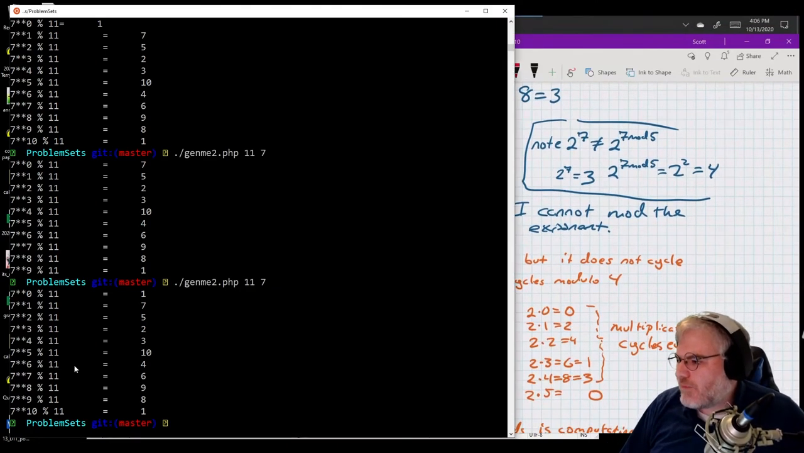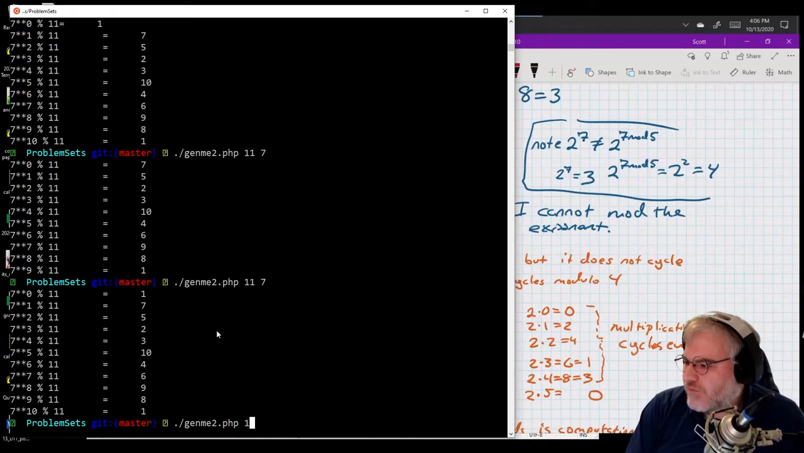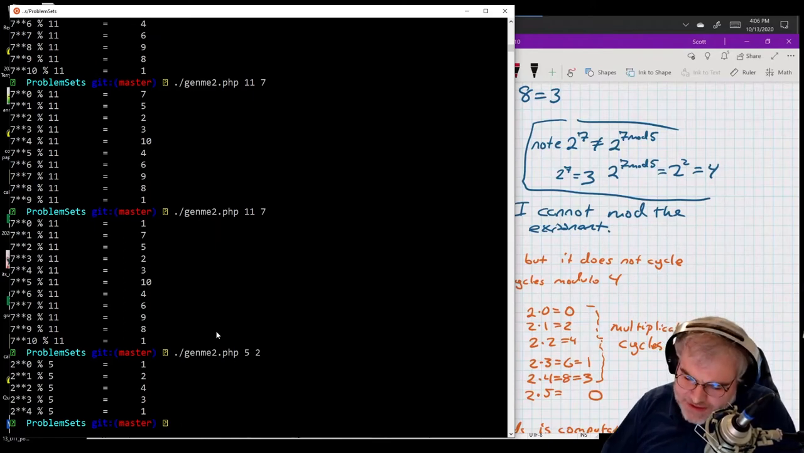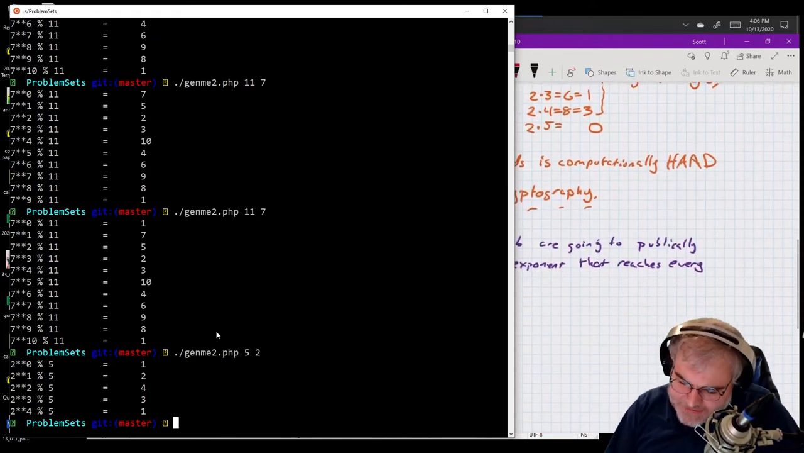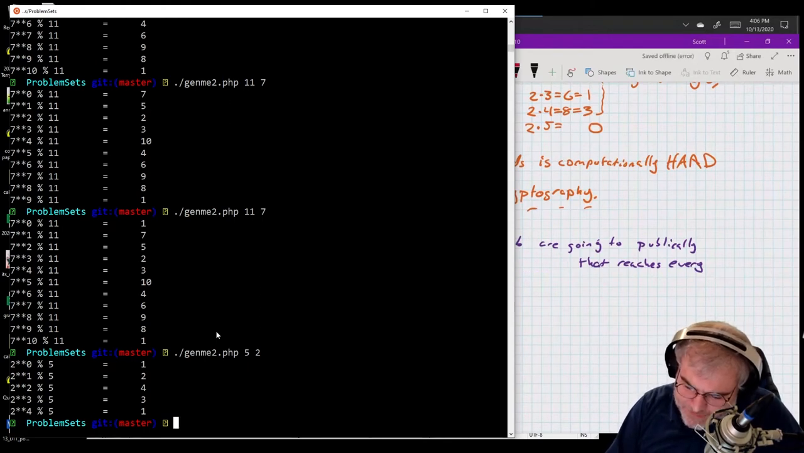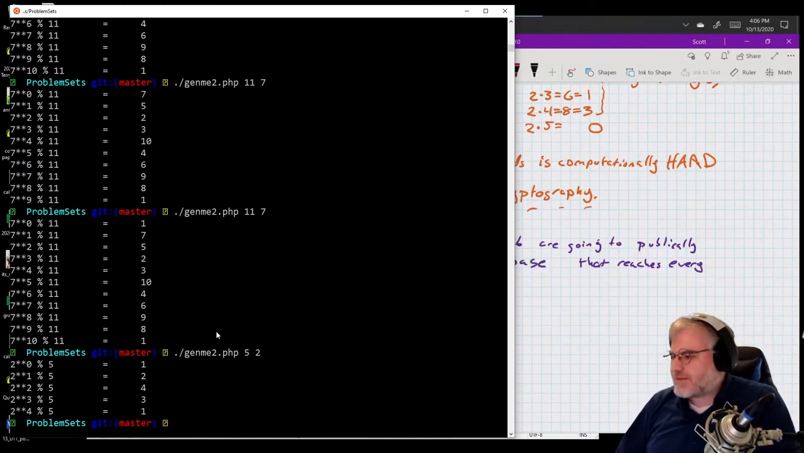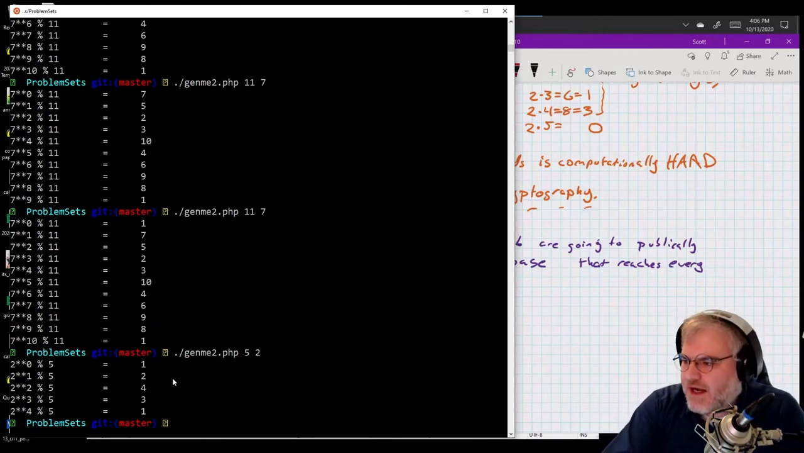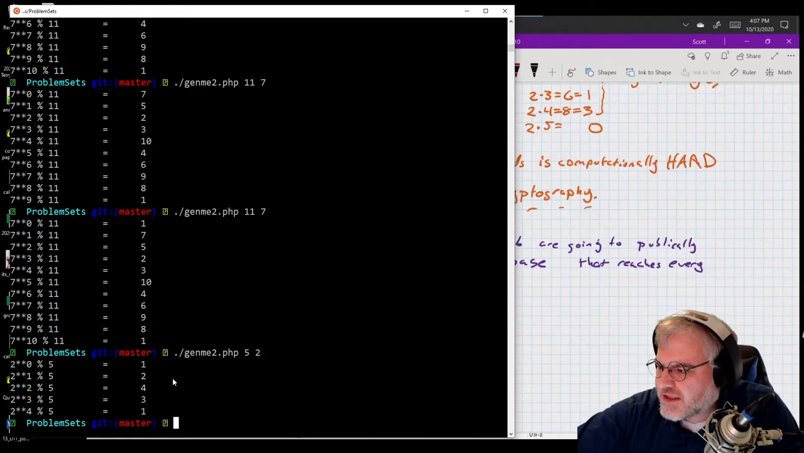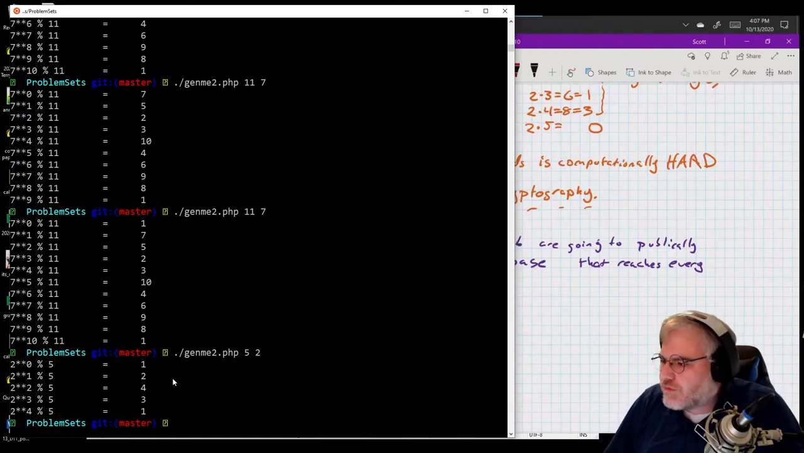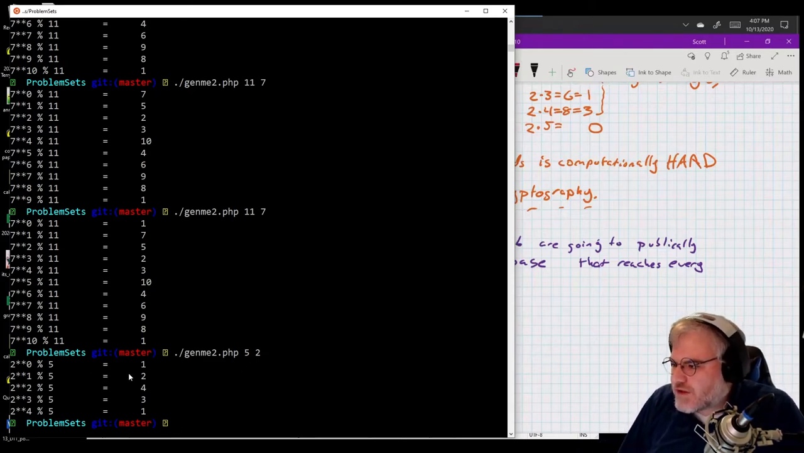So here's what I'm going to do. I'm going to ask it for 5 using base 2. And notice, they share a base, not an exponent. They're sharing a base. So notice here that 2 to the 0 equals 1. I'm pointing at the thing like you can see it, right? So 2 to the 0 equals 1. 2 to the first equals 2. 2 squared is 4. 2 cubed is 3. And 2 to the fourth again is 1.